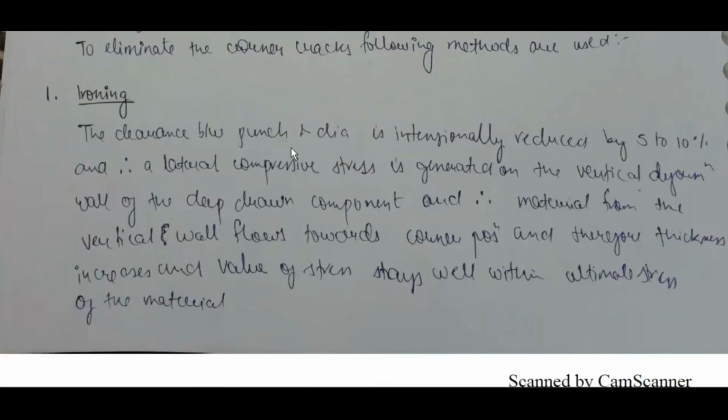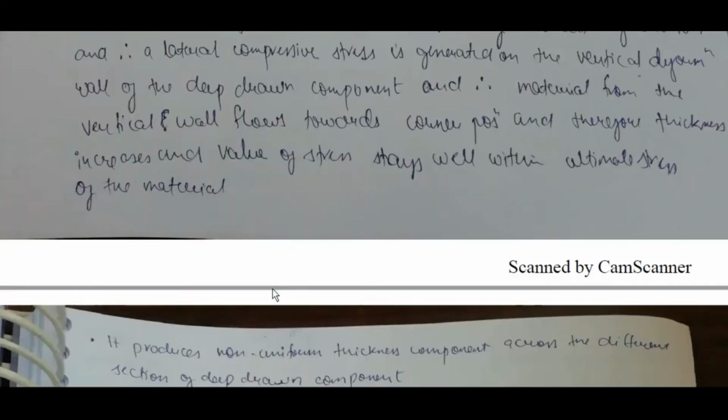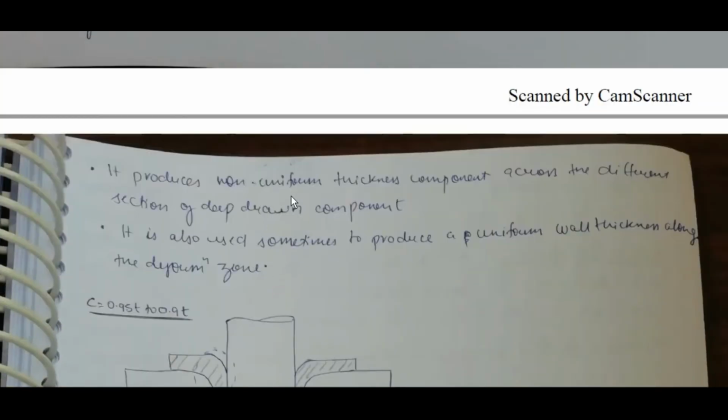Ironing: the clearance between punch and die is intentionally reduced by 5 to 10%, and therefore lateral compressive stresses are generated on vertical deformation of the wall of the deep drawn component. Material from the vertical wall flows towards the corner position, and therefore thickness increases and the value of stress stays well within the ultimate stress of the material. It produces a non-uniform thickness component across the different sections of the deep drawn component.